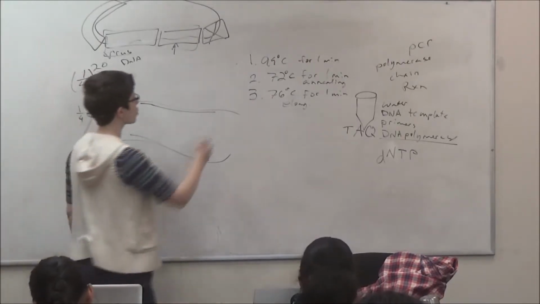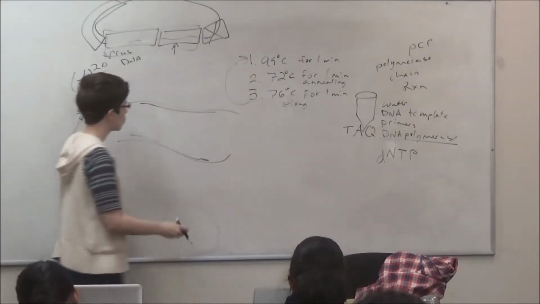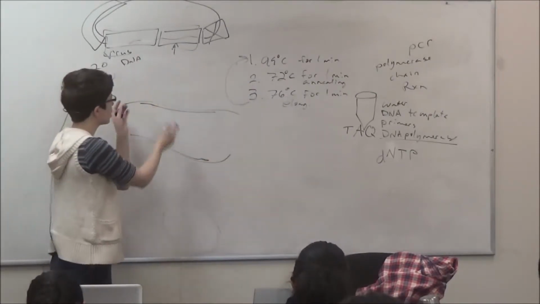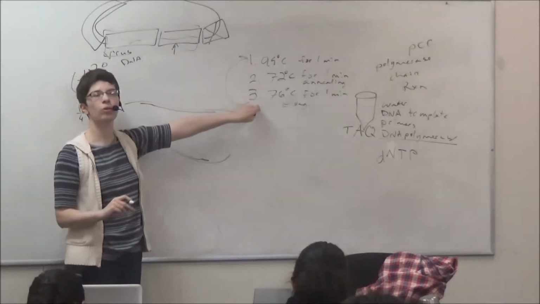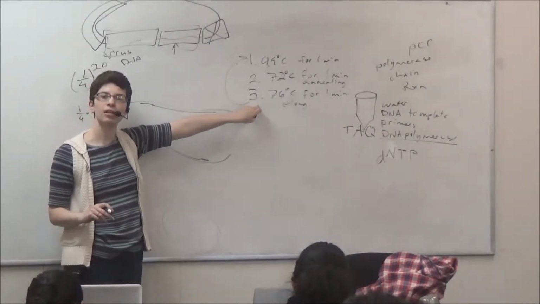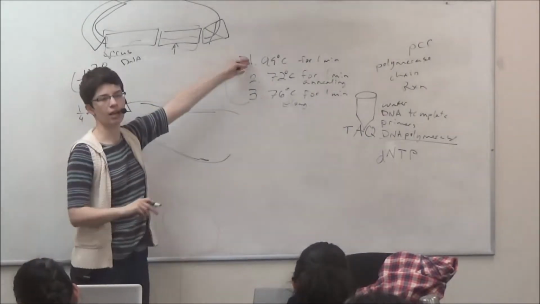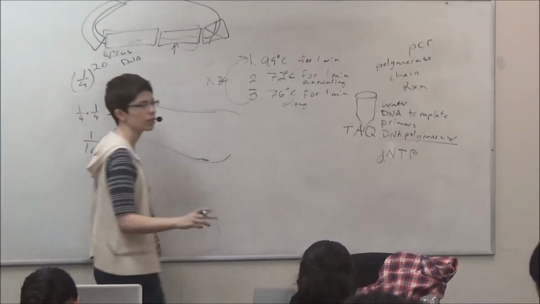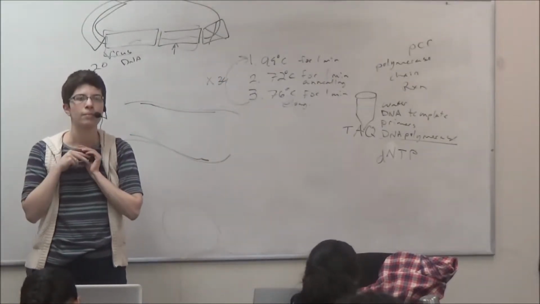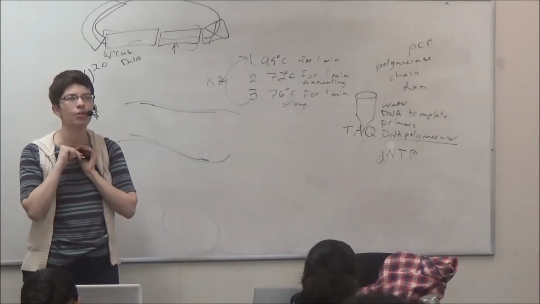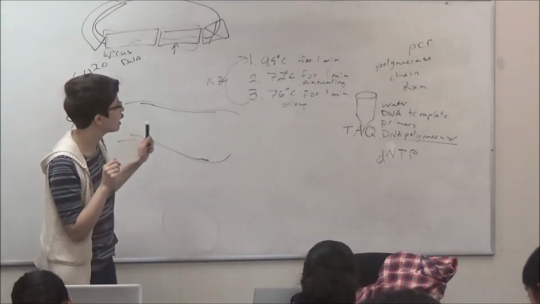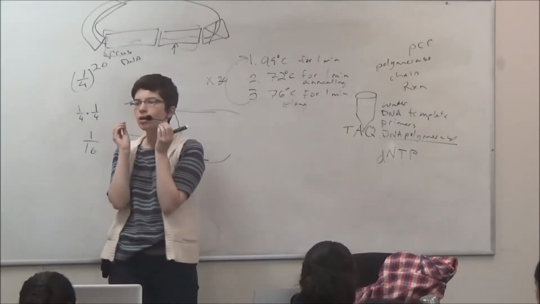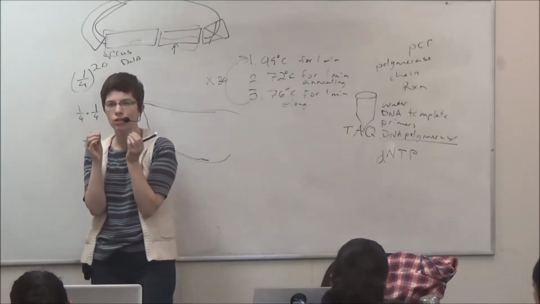And then we do the whole thing over again. We boil to separate our strands. We cool it off to anneal primers, and then we elongate it again. And then we do it again, and again, and again, about 34 times, give or take. Because every time, we're going to double the amount of the DNA that we have primers for. So we're going to double the amount of our GOI, gene of interest.